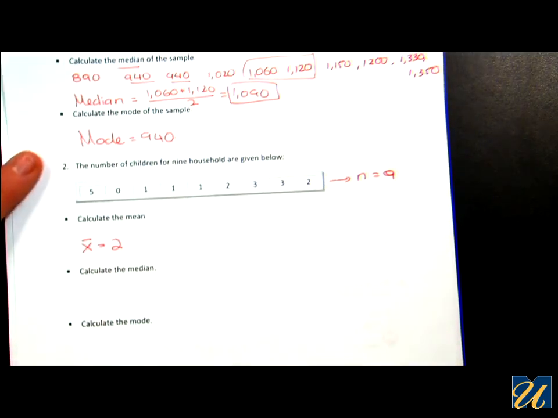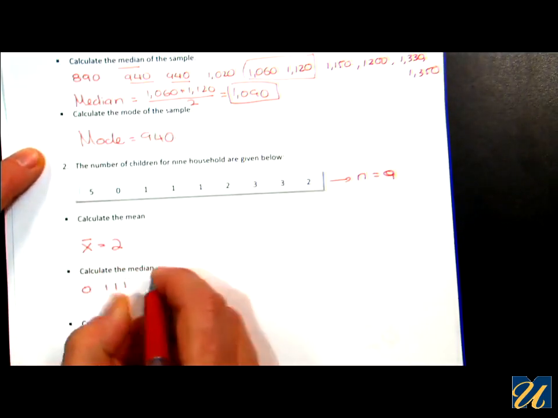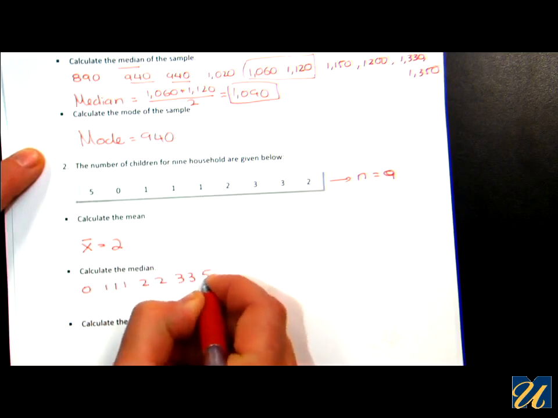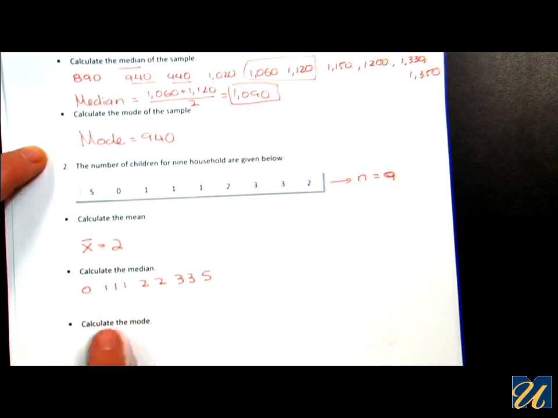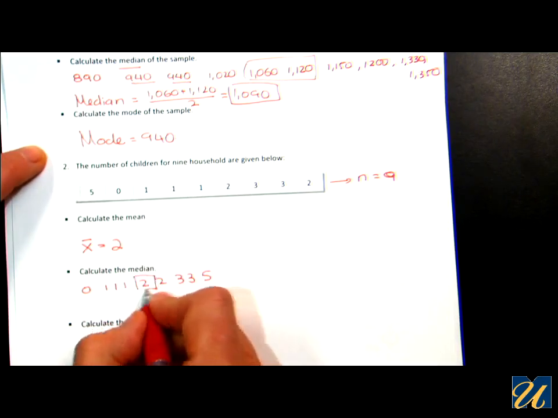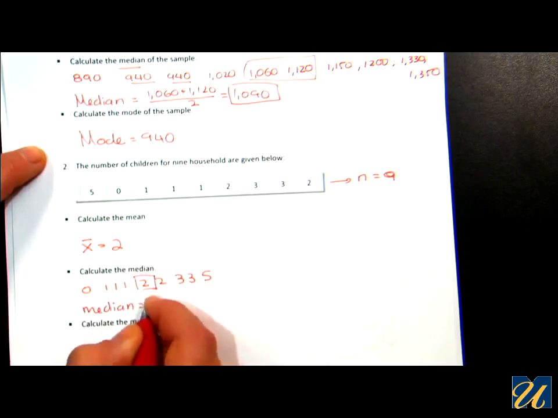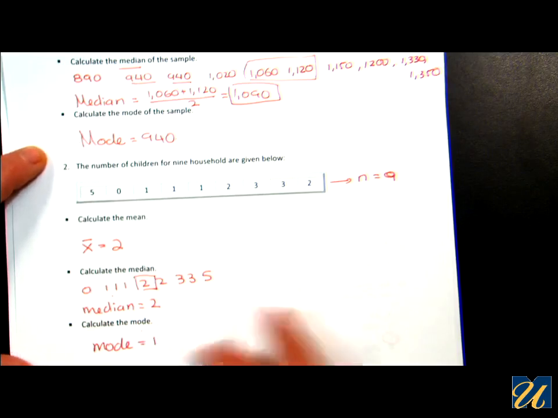To calculate the median, you place your data in order, 0, 1, 1, 1, 2, 2, 3, 3, 5. I have an odd number of entries, so I know that the median will be the value in the middle, which happens to be 2. Mode, we can tell straight away that 1 is the entry that occurs the most often, so mode is equal to 1.